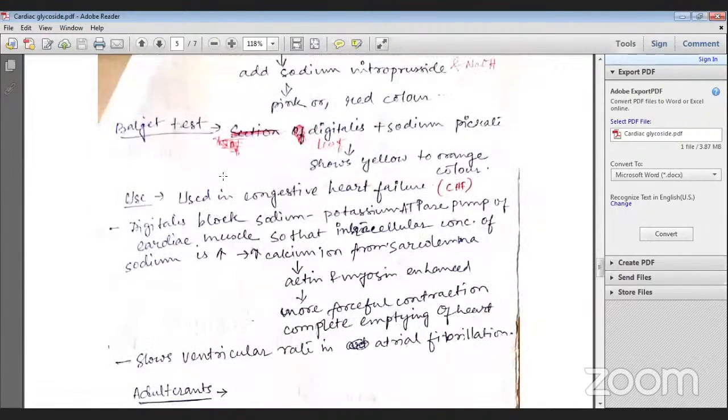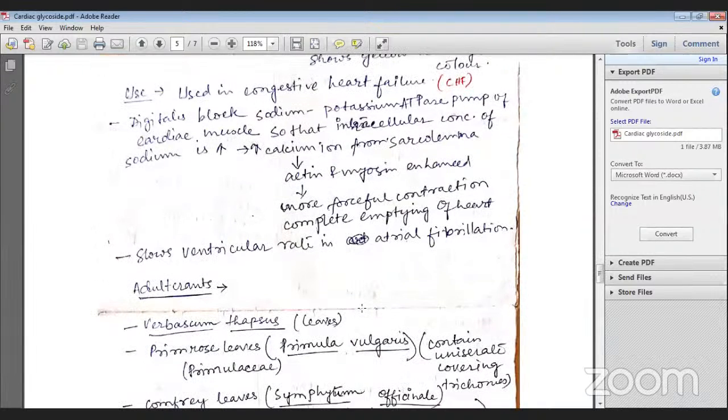Next is the use. Digitalis is mainly used in congestive heart failure and also in other heart diseases. It mainly blocks the sodium-potassium ATPase pump in the cardiac muscle and is also used in atrial fibrillation. One more point: digitalis has a cumulative effect in the body and is slowly eliminated.